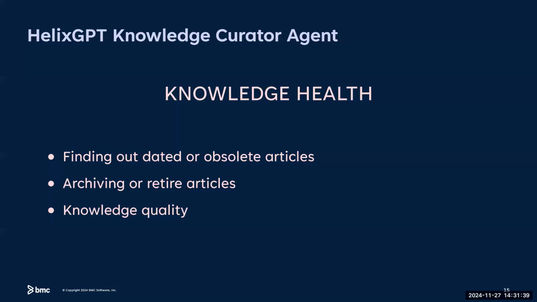So to act on that information, it would be able to tell us that X number of articles has not been viewed or edited in the last 12 months. What shall I do? Do you want me to retire them, or do you want to review them, or what do you want to do? So I see this as the start of a combination of agent and human interaction.